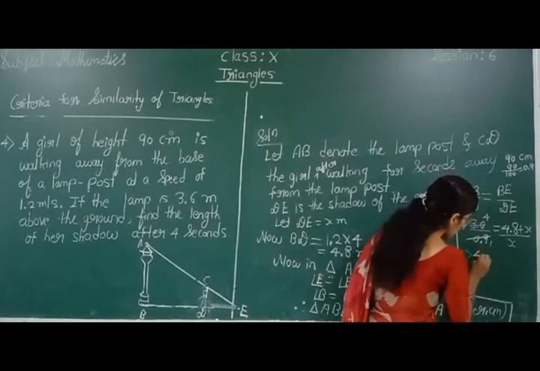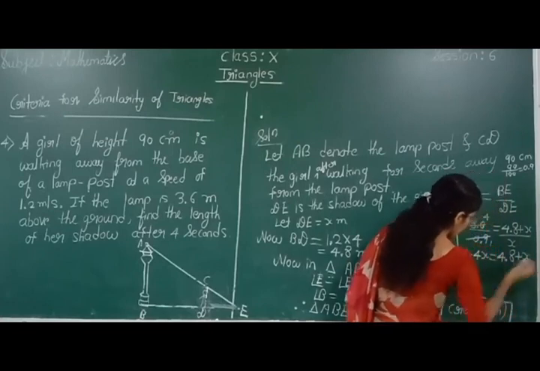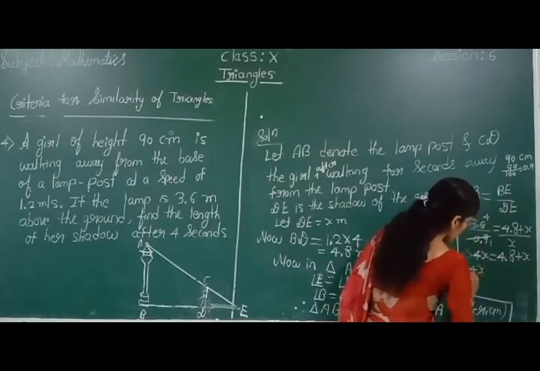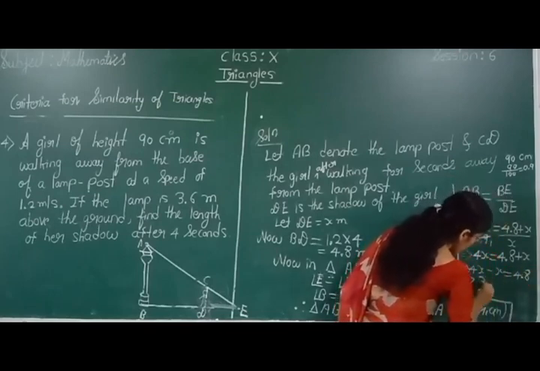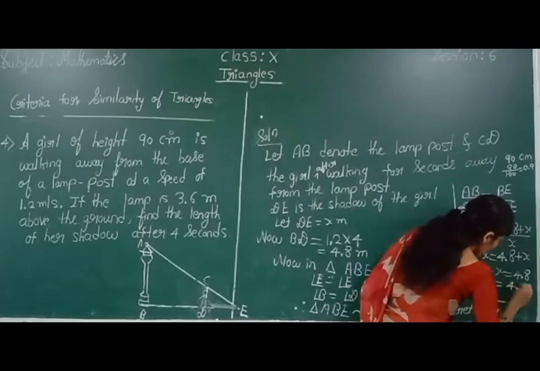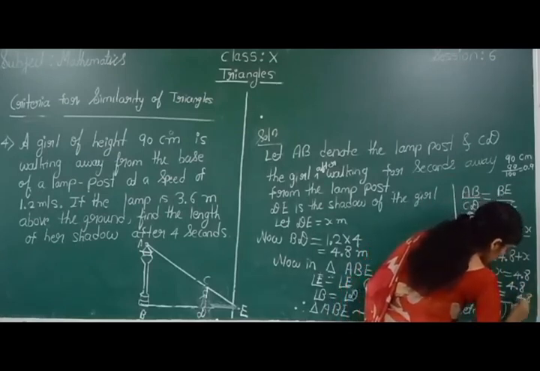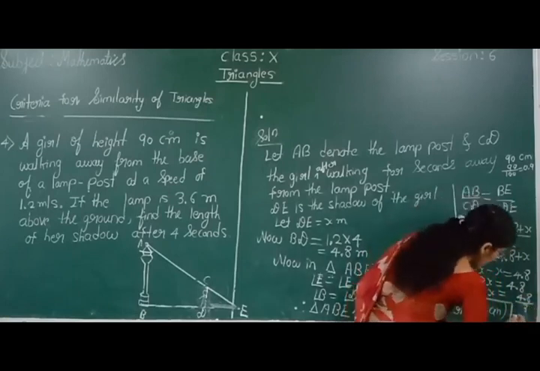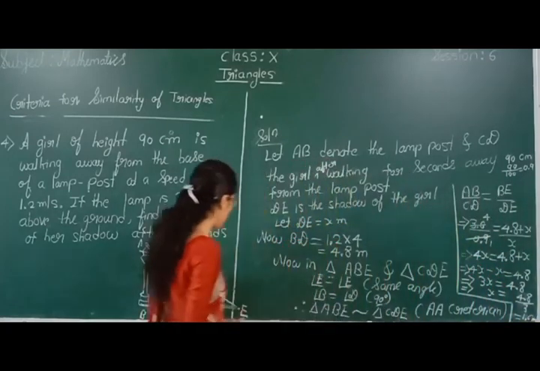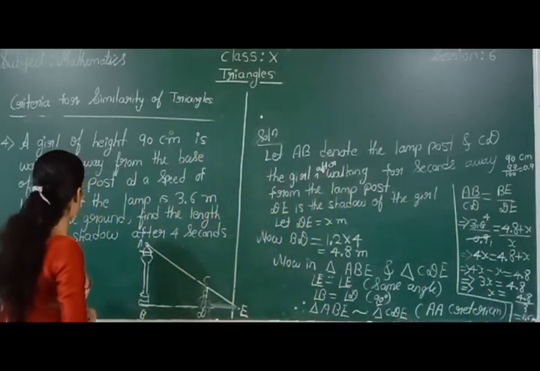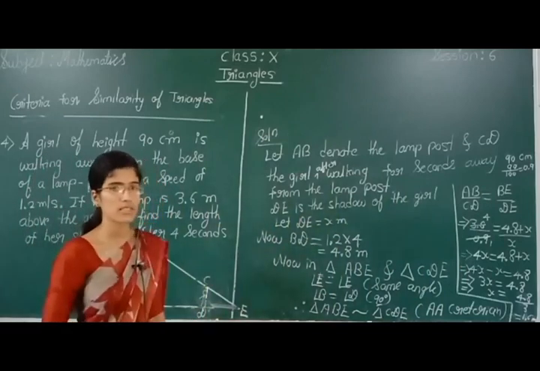Cross multiply, it will be 4x is equal to 4.8 plus x. It will be 4x minus x is equal to 4.8. This will become 3x is equal to 4.8. This implies x is equal to 4.8 divided by 3. It will be 1.6 meter. What we can tell? The length of the shadow of the girl after 4 seconds is 1.6 meter.